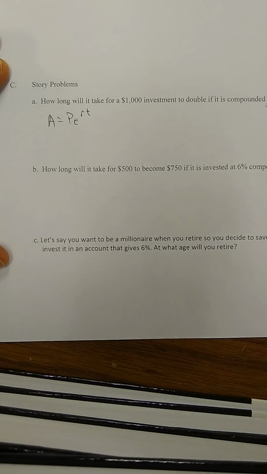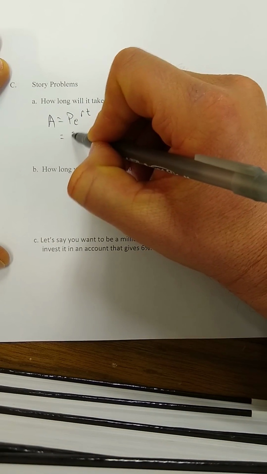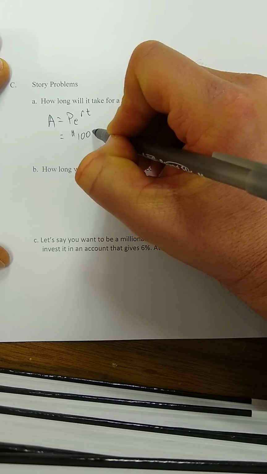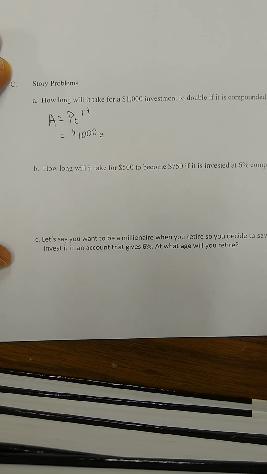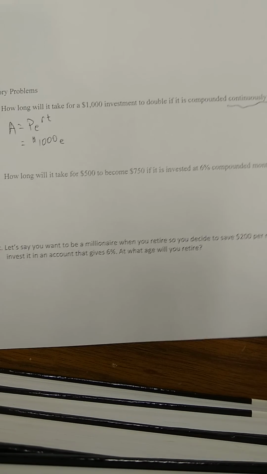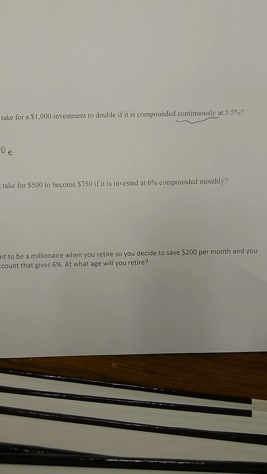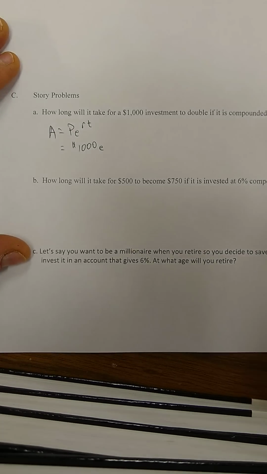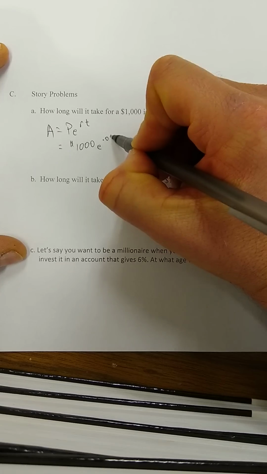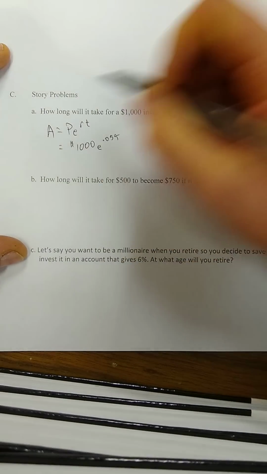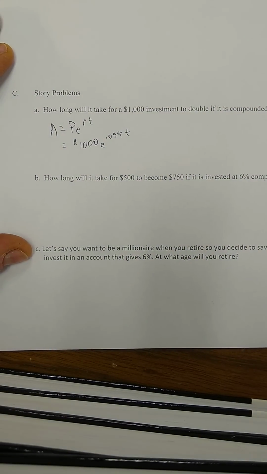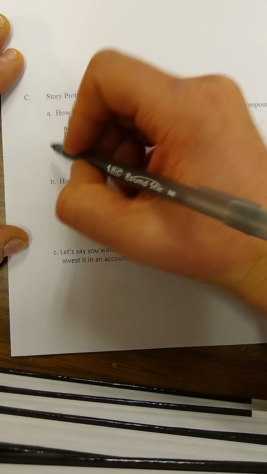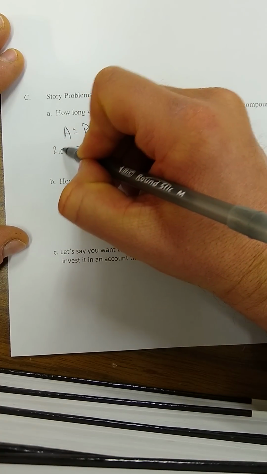If that's your framework, now we just have to figure out what goes where. So hopefully it's clear that P is going to be $1,000. e is e, so it's not a variable, it's a number. The rate is 5.5%, so we slide the decimal place 2 places, so you have 0.055. It says how long, that means we don't know what t is, and it says that our investment's going to double. So that should take $1,000 and make it $2,000.